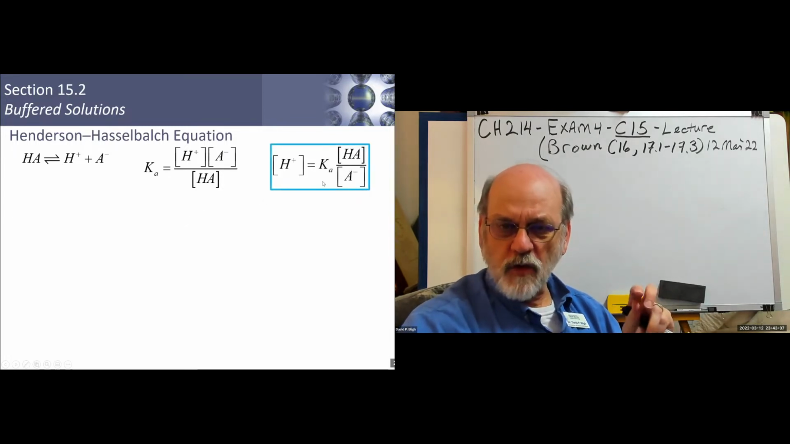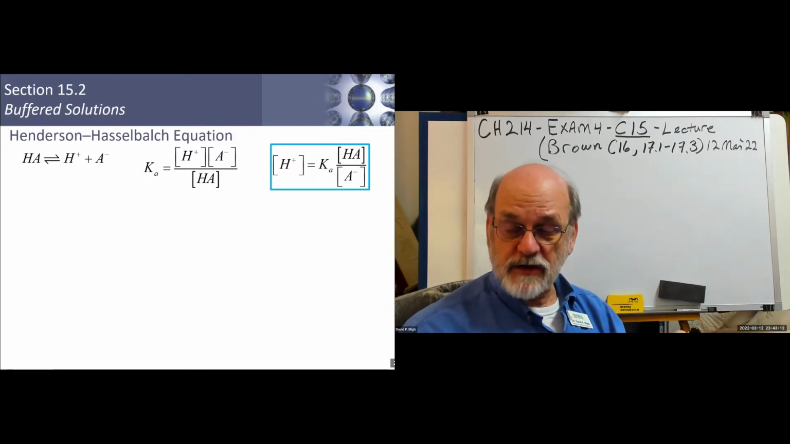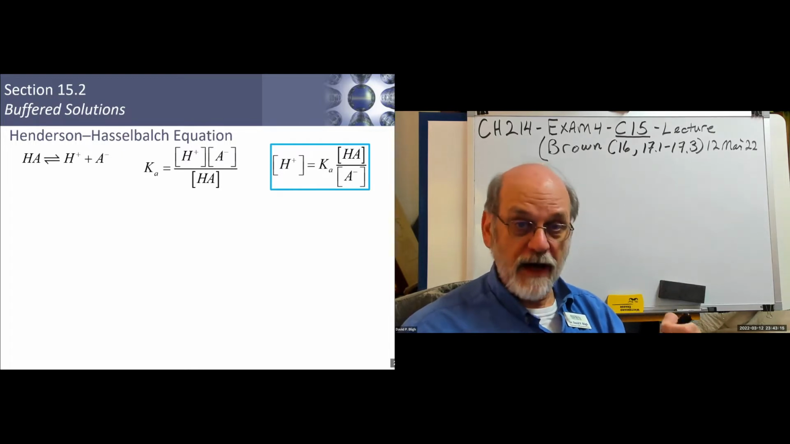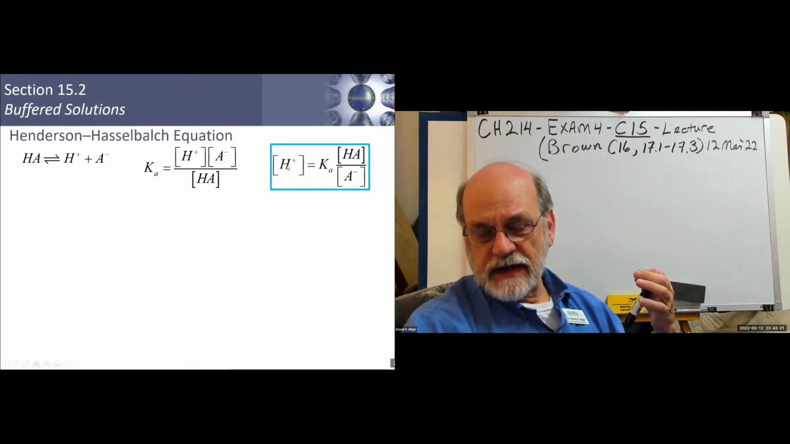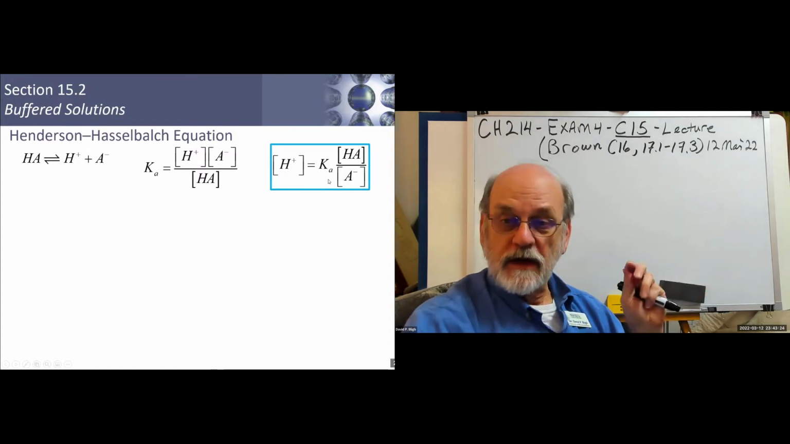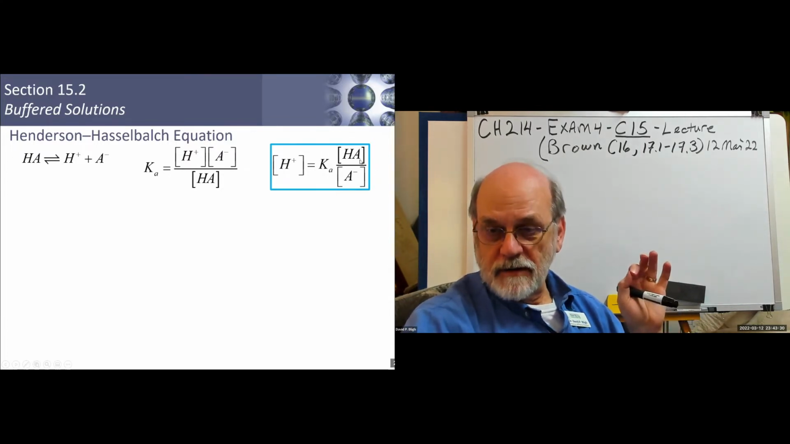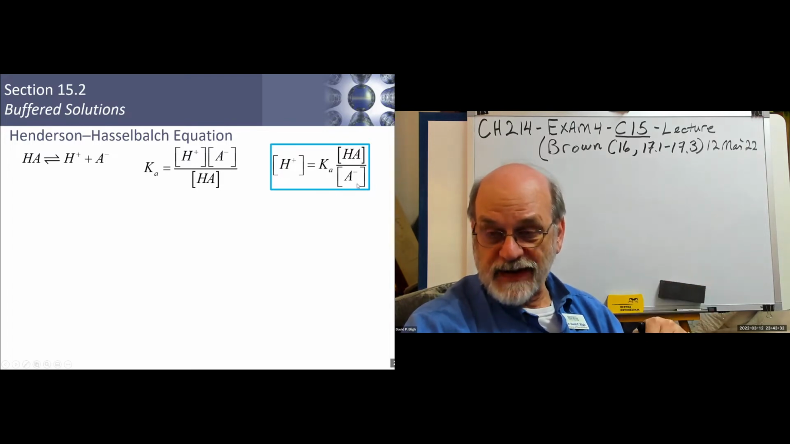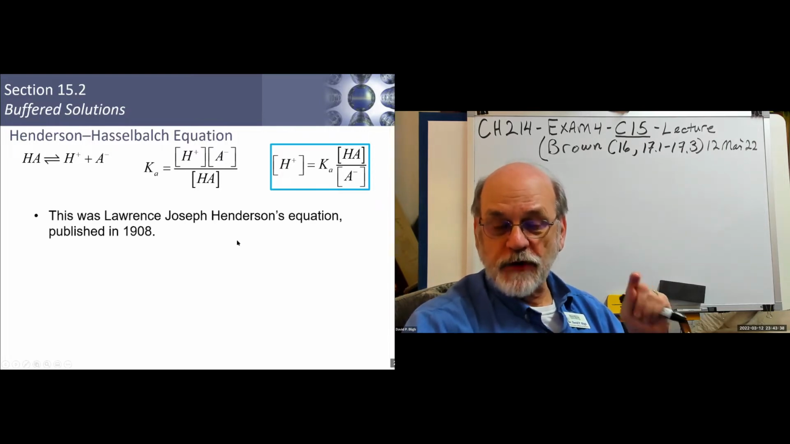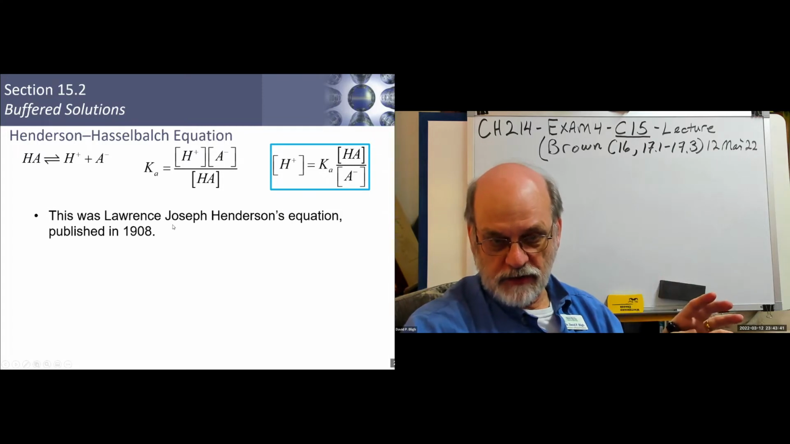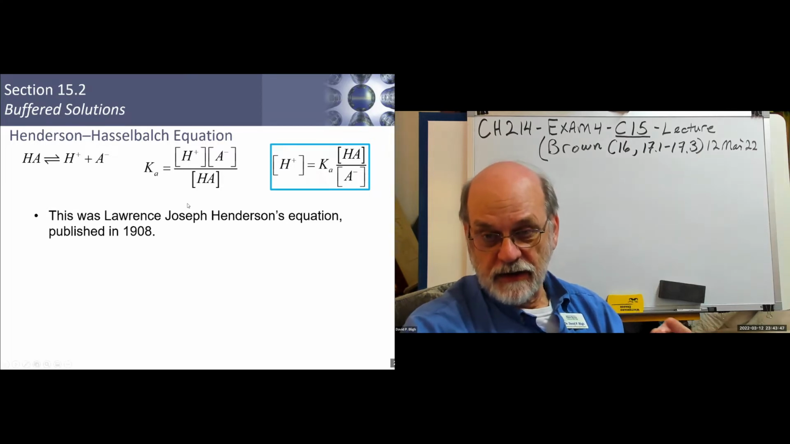Okay, if we solve this equation for the hydrogen ions, which makes sense, because if you're trying to determine the pH, that's what you need to know, the hydrogen ion concentration. So if we solve this one for the hydrogen ion concentration, we get the equilibrium concentration of hydrogen ions equals the acid dissociation constant times the ratio of acid to conjugate base. Okay. This was the first attempt. This was Henderson's approach, and that's where he stopped. In 1908, that's what he presented to the scientific community, this relationship.